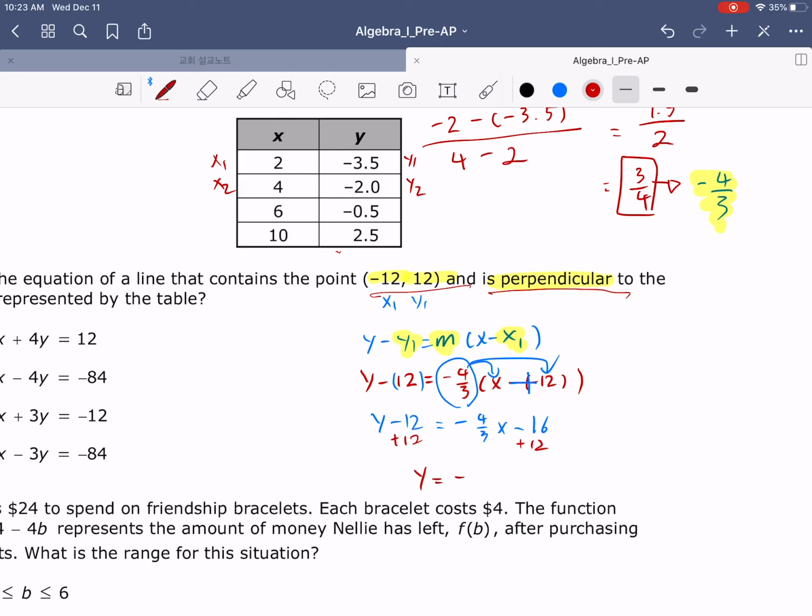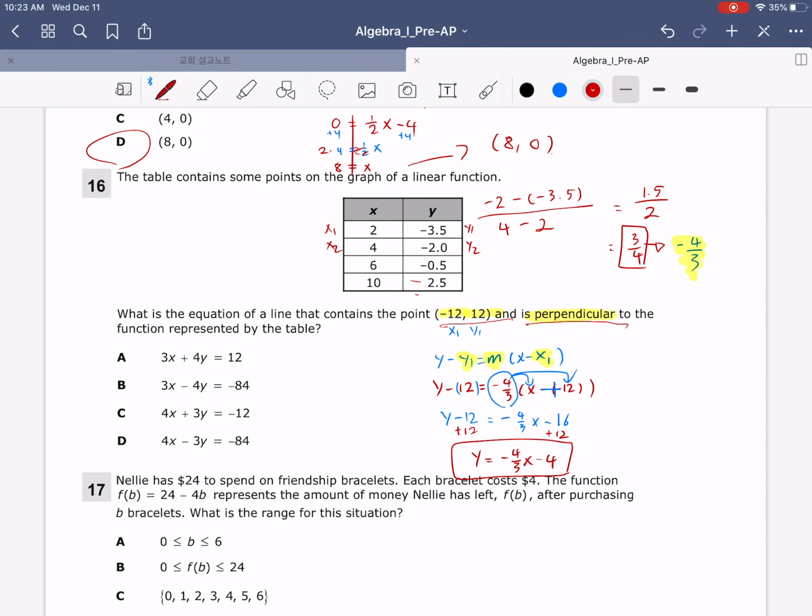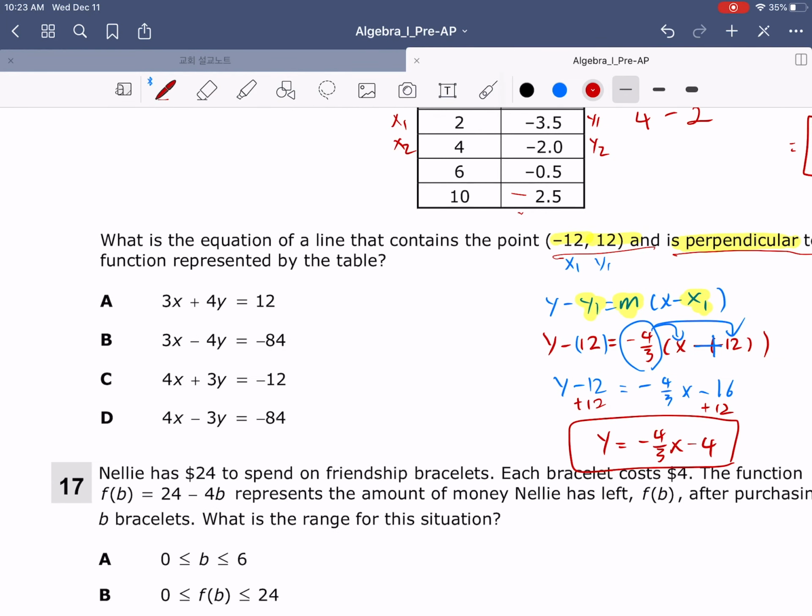Y equals negative 4 over 3x minus 4. So that is the line that is perpendicular to this table. The problem is, come on, they put this one in standard form. So I really hate to say this, but we literally have to change everything into the, what's it called?